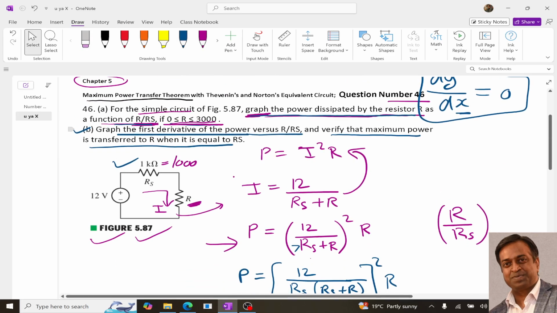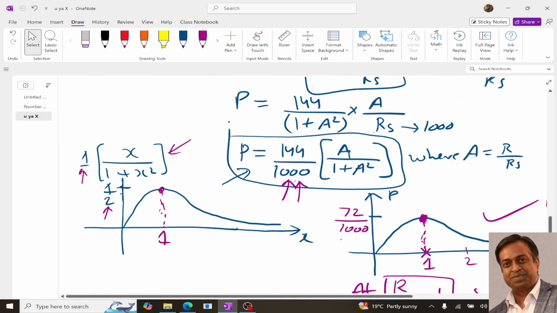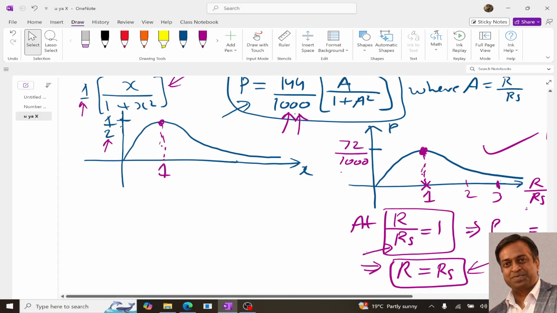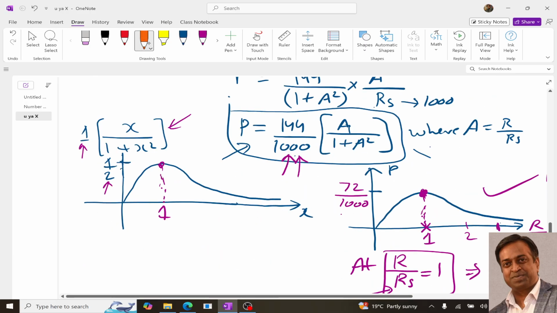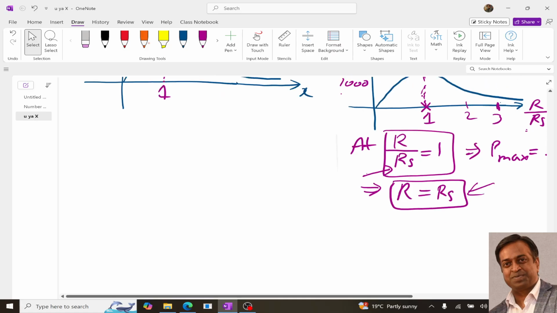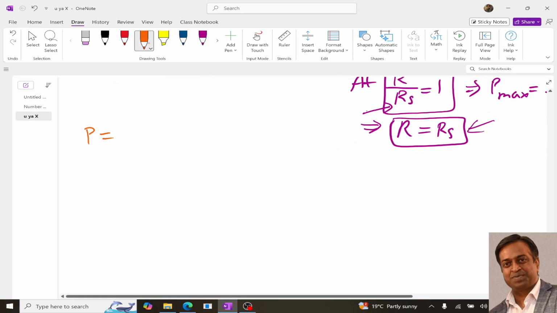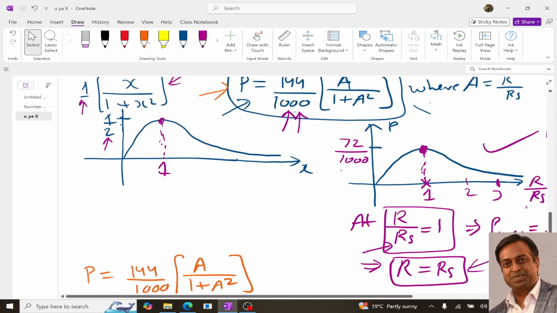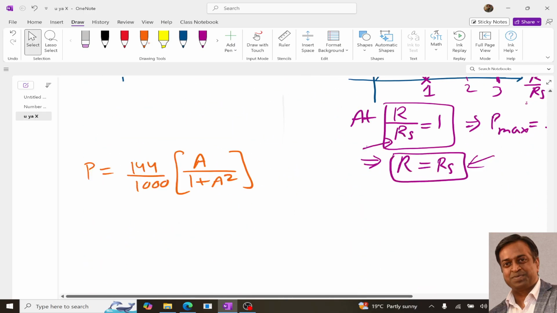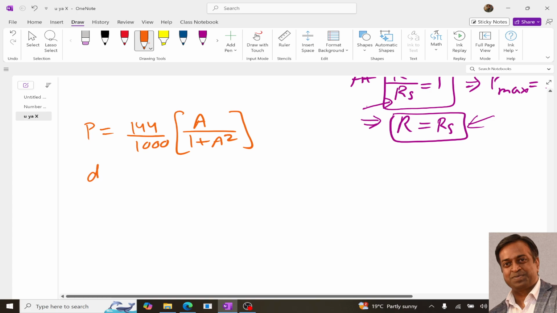So we need to take the first derivative of the power. The power expression we obtained is this one. So let me write it again. P equals 144 upon 1000 bracket a upon 1 plus a square, right? You can check. Yes, it is the same expression. Now if I take dP by dA, I need to take the first derivative of this.